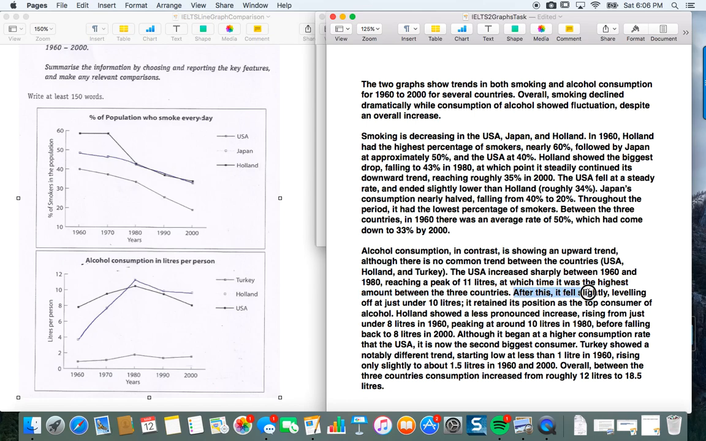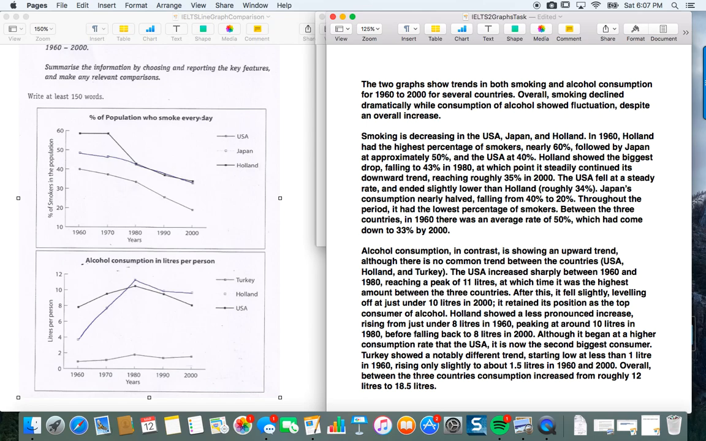After this, it fell slightly. Again, trend, leveling off at just under 10 liters. All right, and I should probably add there in 2000. It retained its position as the top consumer of alcohol. So I mentioned that it reaches a peak and that it's the highest amount of the 3 countries, and then I mentioned it has retained its position as the top consumer of alcohol. So again, you point out it peaked, and then it's still number 1.